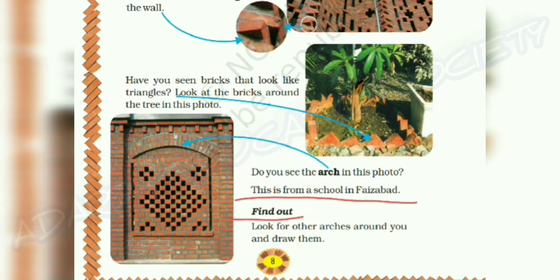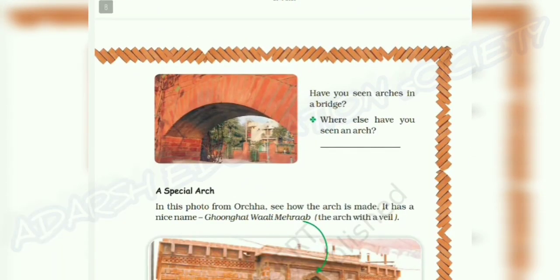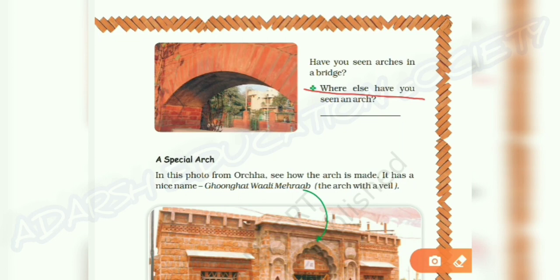Children, you see this type of arc in many places like tunnels, bridges, entrances of doors, right? This is a real-time example. Have you seen arcs in a bridge? Yes, children, we see arcs in a bridge. Now next, where else have you seen an arc? Here they are asking us, do we see arc designs anywhere else? If seen, then write the place.